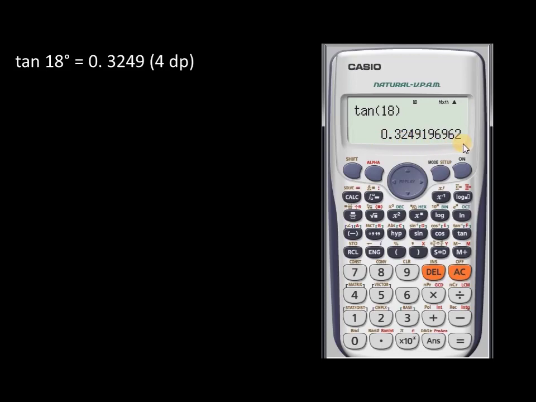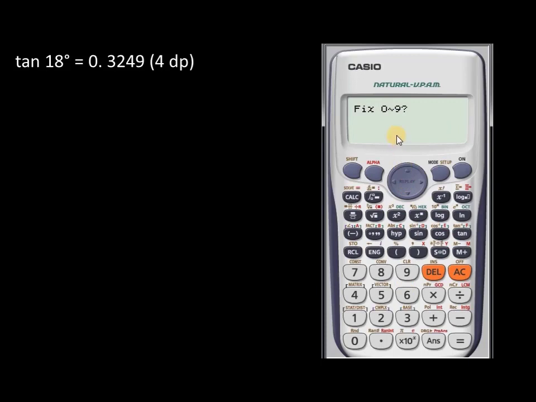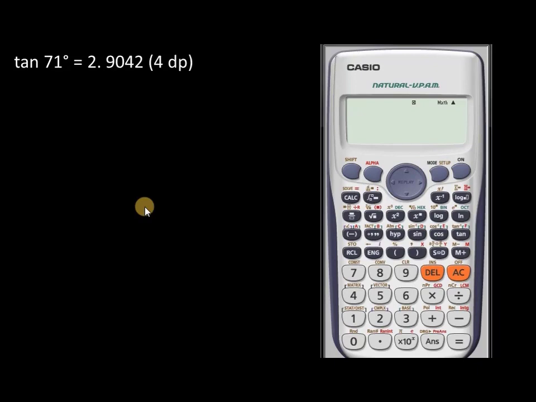We don't want all the answer, we want 4 decimals. So we go shift, set up, fix is number 6, so number 6, and 4 decimals means number 4, and there is the answer, 0.3249.